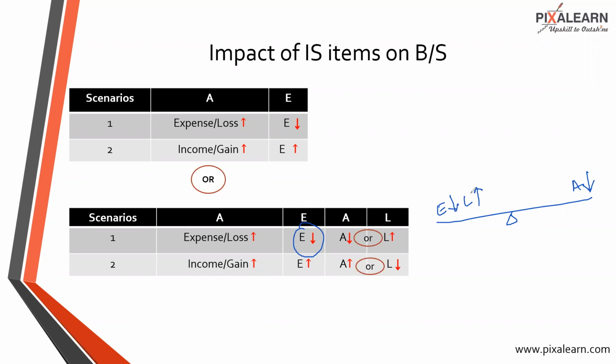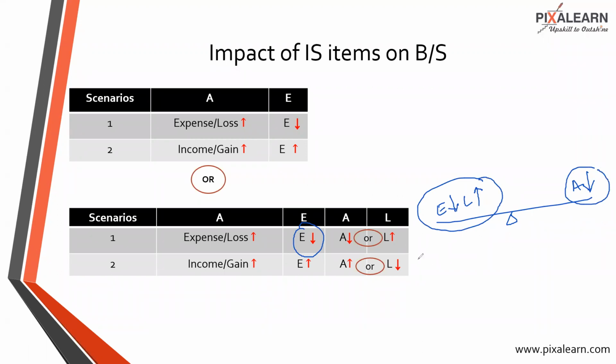I repeat, a decrease in equity caused by the expense or the loss has to balance the balance sheet. Either an asset also has to come down in order to bring down the equity, or a liability has to go up. So this is the same side impact. This is the opposite side impact.